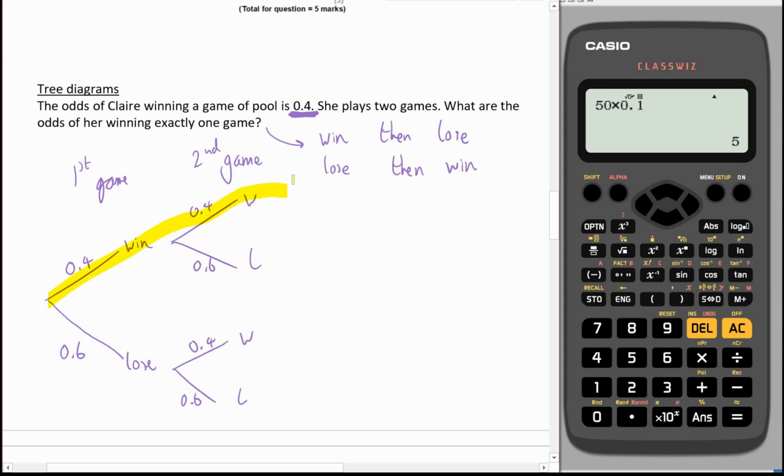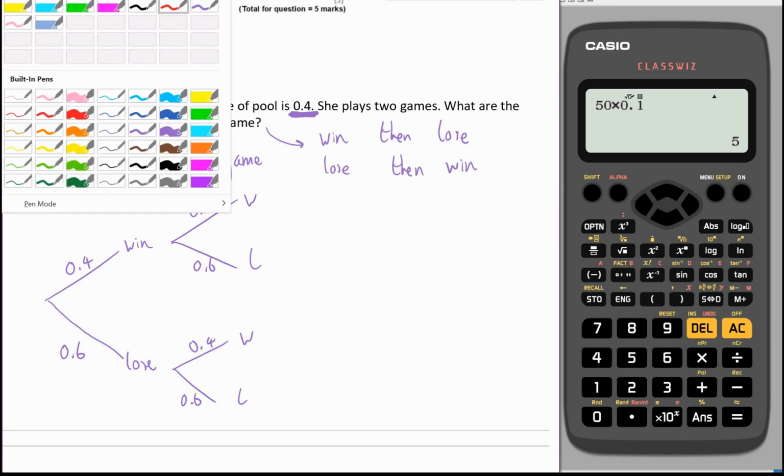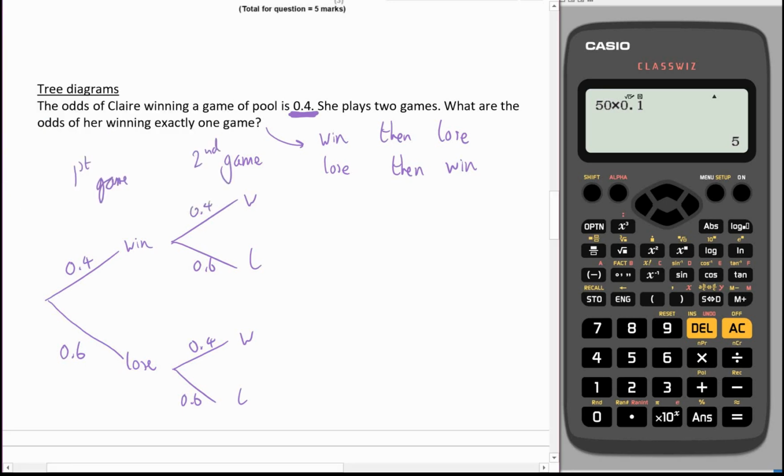So just to explain it, this displays all options we've got. So this path here represents winning both games, this path here represents losing and then winning, and so on and so forth. What we need to do now is work out these probabilities. To do that, the key rule is you always times along the branches.